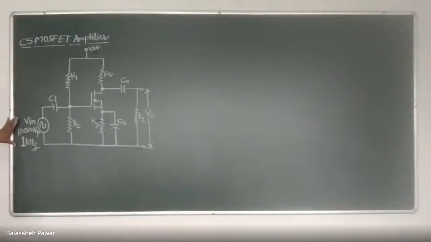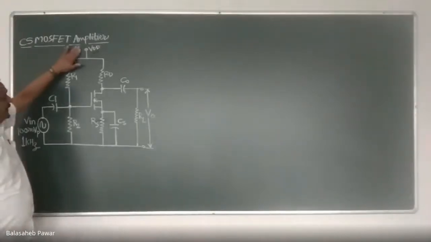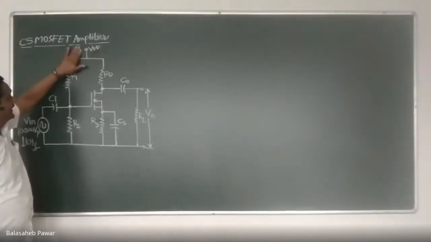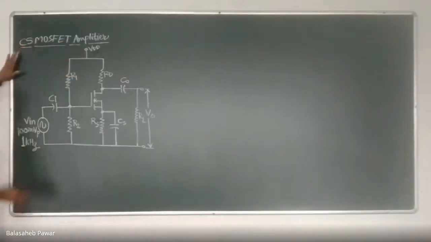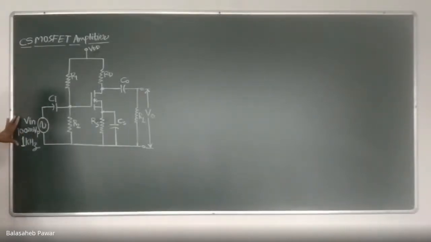We are calling this circuit an amplifier, or when should we call it an amplifier? We are considering an input signal of a 100 millivolt peak sinusoidal signal, a time varying signal of 100 millivolt peak with 1 kilohertz frequency.